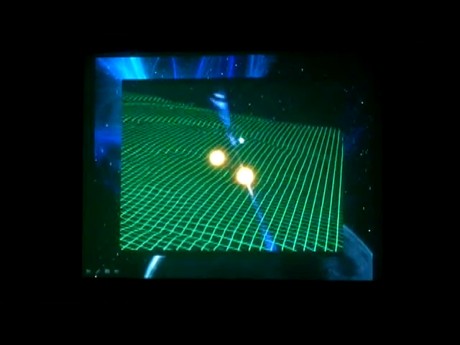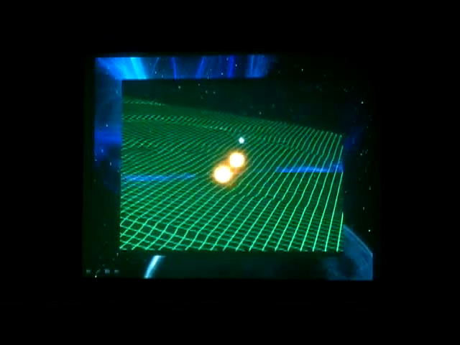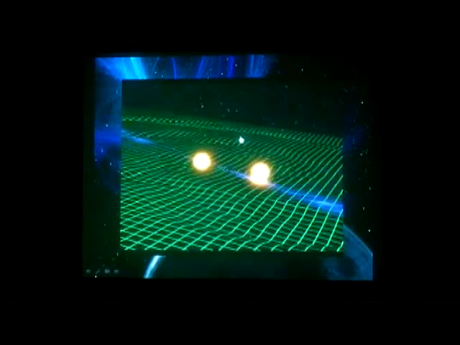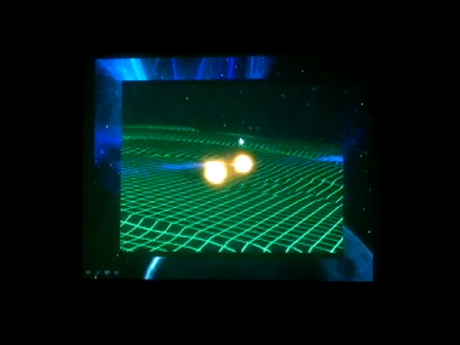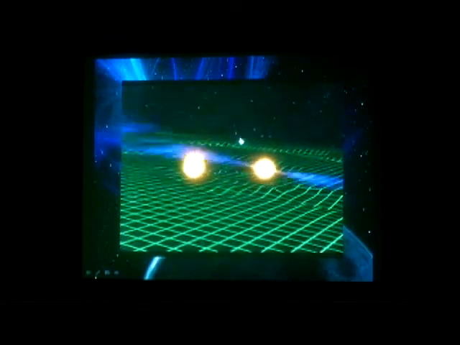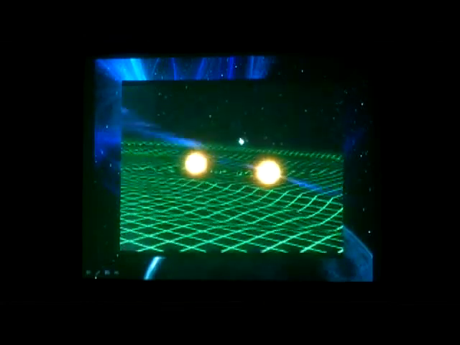There we go, okay. So what is a pulsar? Well, a pulsar is a neutron star, the small, ultra-dense remnant of a star that has exploded as a supernova. Pulsars emit radio waves extremely regularly as they rotate. This is significant.